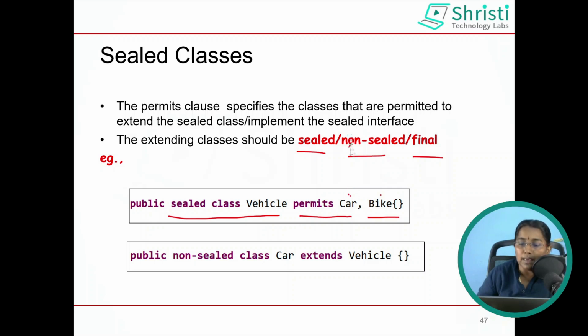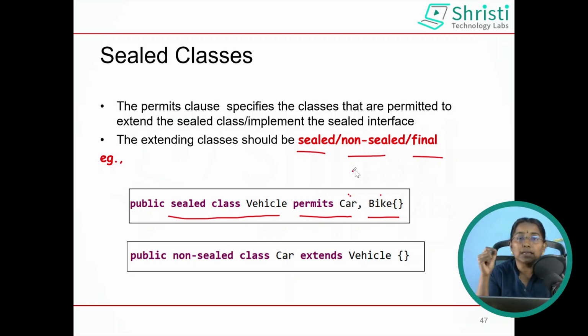But if I am making a car class as a non-sealed class, it means the inheritance ends there. That is, the relationship between vehicle and car ends there. Now a new inheritance starts from car. Any other class can extend car. So that is the one. You also need to understand, similar to sealed classes, we also have sealed interfaces and sealed records.